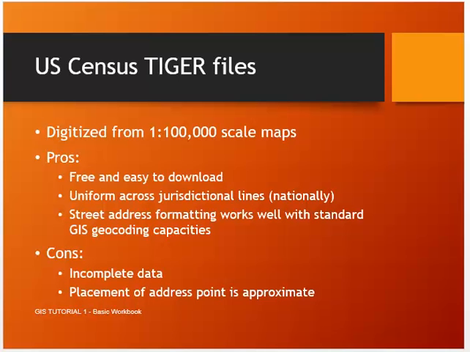So here we are back to the Census Bureau and our Tiger files. This actually is not a bad way to go. It's uniform across jurisdictional lines. The street address formatting works with standard addresses. So it actually isn't bad. It's not the most up-to-date data layer, and it really can be approximate where those address points end up.